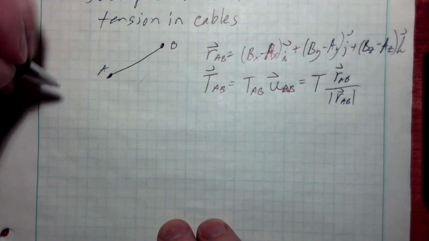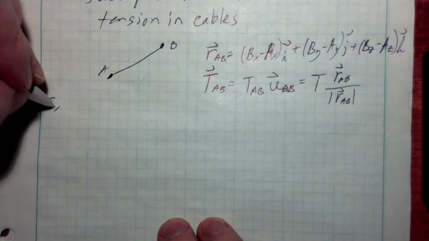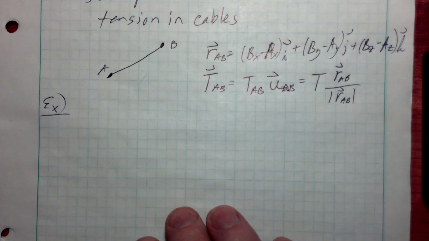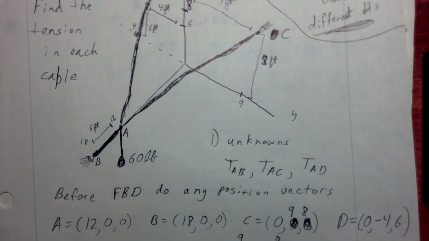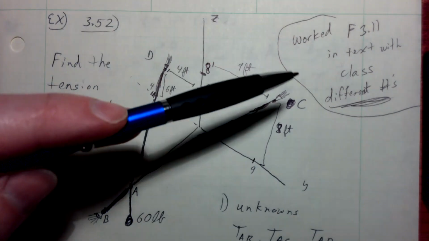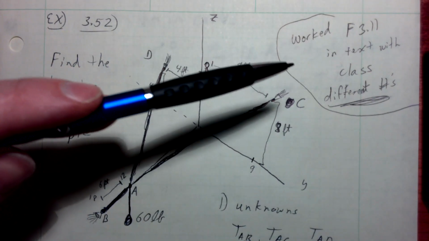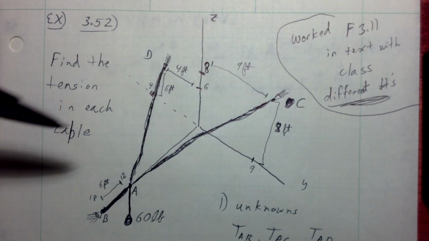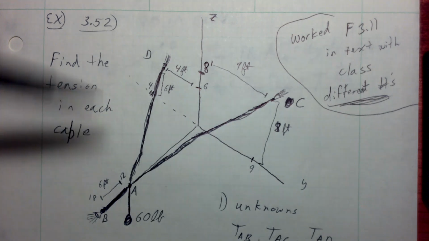So, as I mentioned last time, we're going to start an example problem here. I've pulled this out of some old notes. It's indicating this is number 352 from the Hibbeler text. I've also written myself a note that a recent Fundamental 311 is very close to this with slightly different numbers. I'm going to work this one.